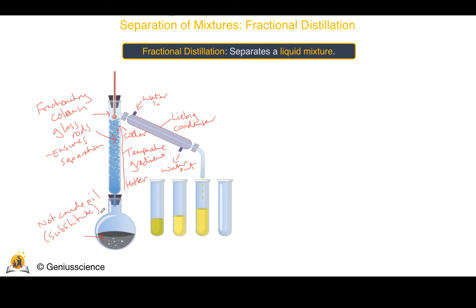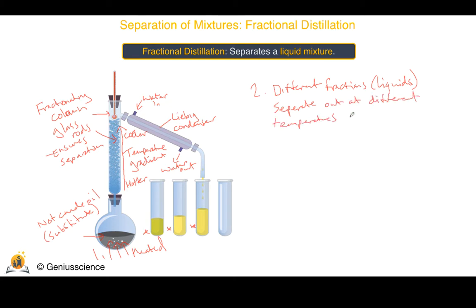As for carrying out fractional distillation of crude oil substitute, you have to make sure that the crude oil substitute is heated. Secondly, the different fractions, that's the liquids, shown in the first three tubes here, here and here, separate out at different temperatures. And these temperatures are the different boiling points. So the tube furthest left contains the fraction with the lowest boiling point, and the tube second from the right contains the fraction with the highest boiling point.